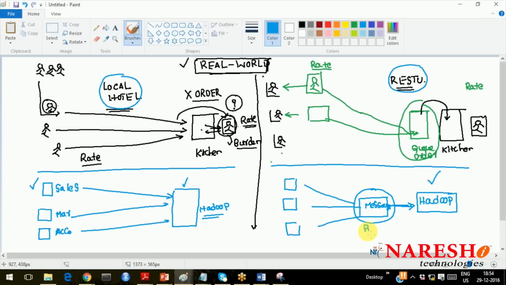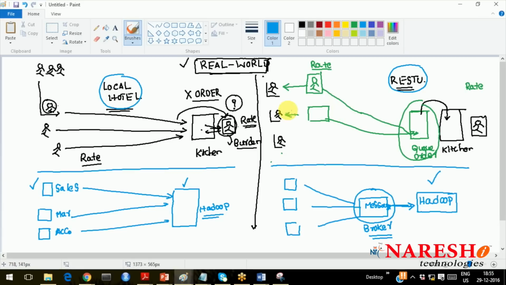In real world applications, there are many brokers, like the traditional way of messaging, meaning messaging not into Hadoop but into some other applications. You all understand this hotel example. I will revisit this restaurant example when I talk about some terminologies in Kafka. You understand right now, right?